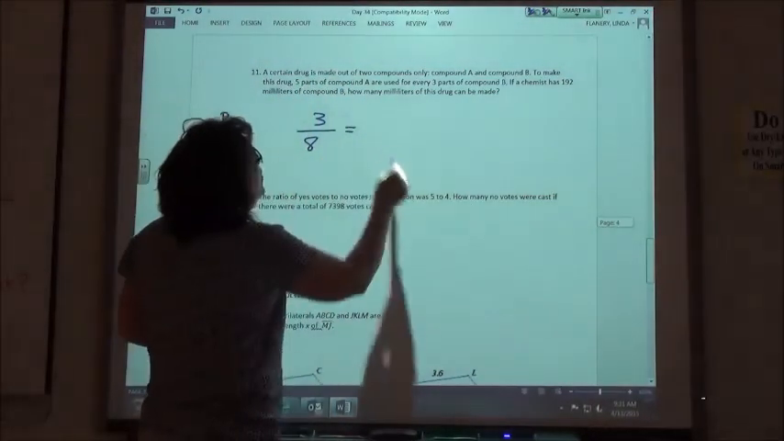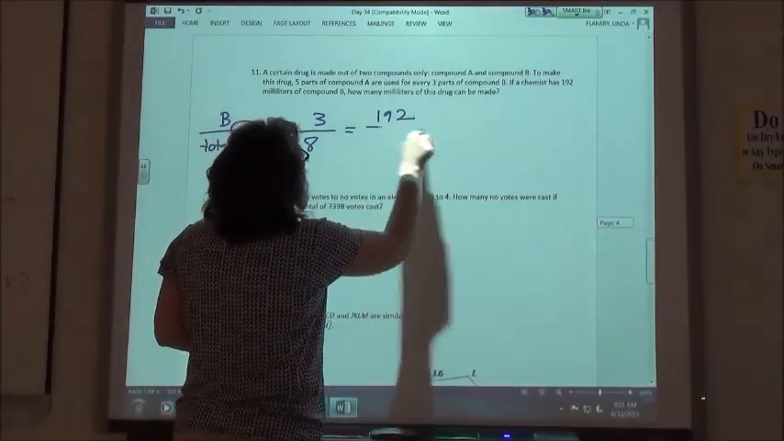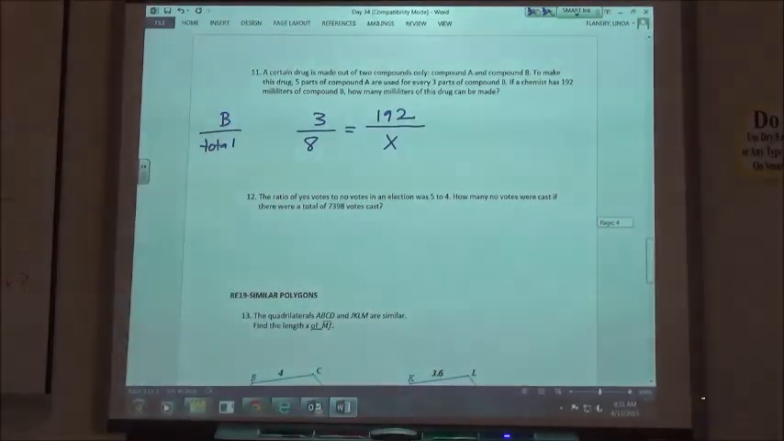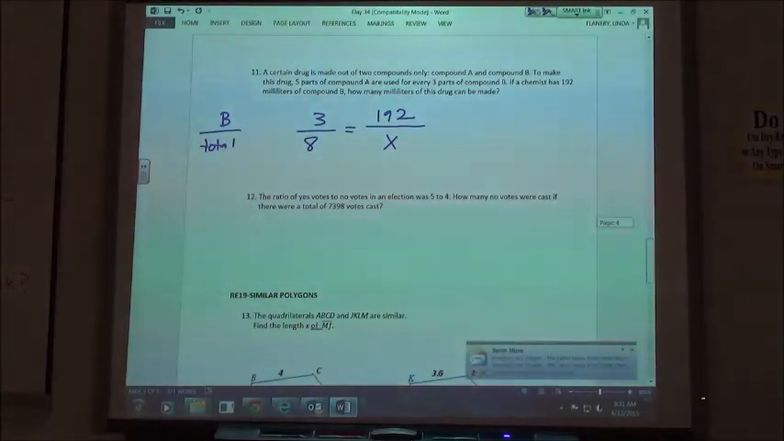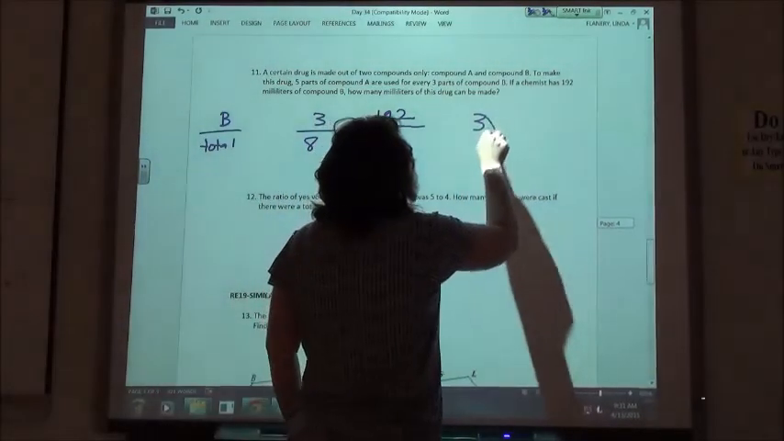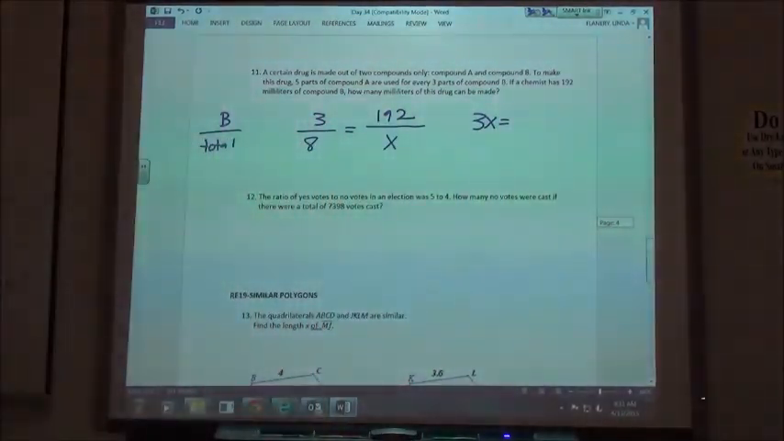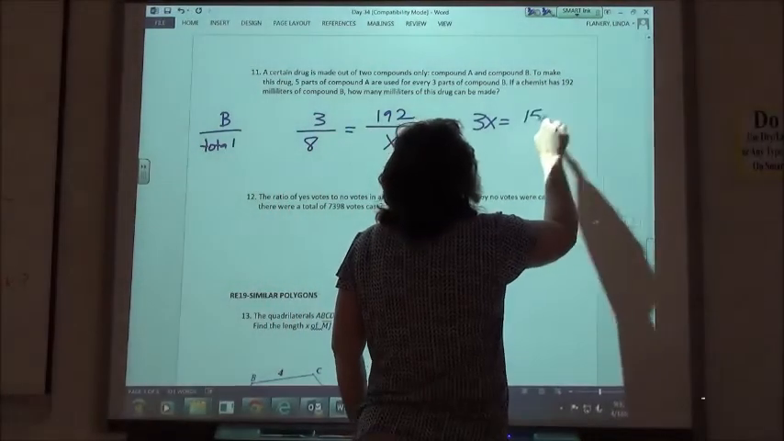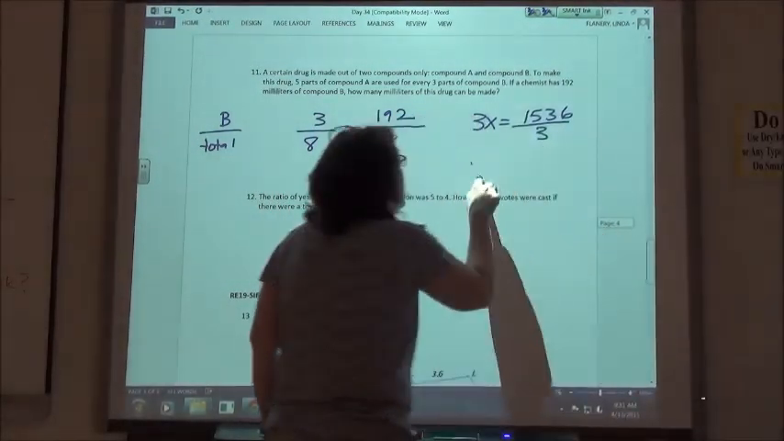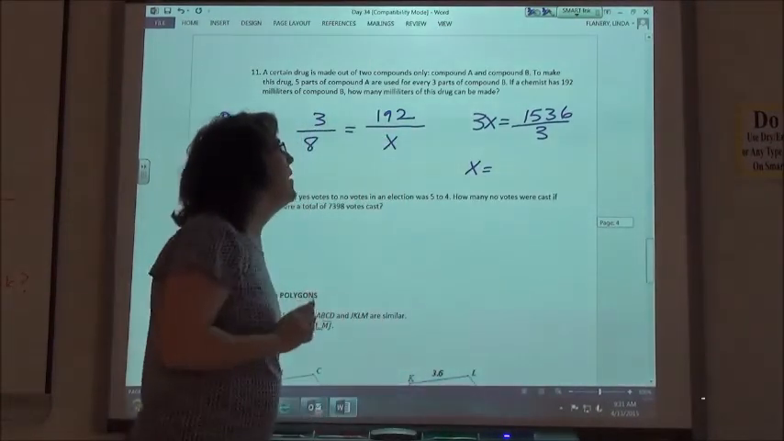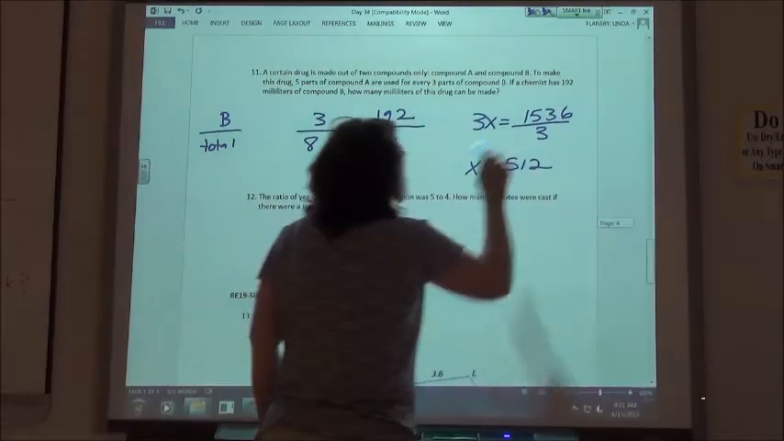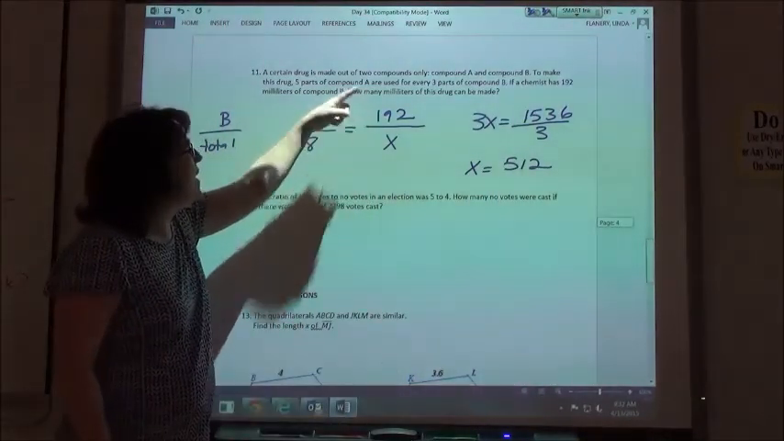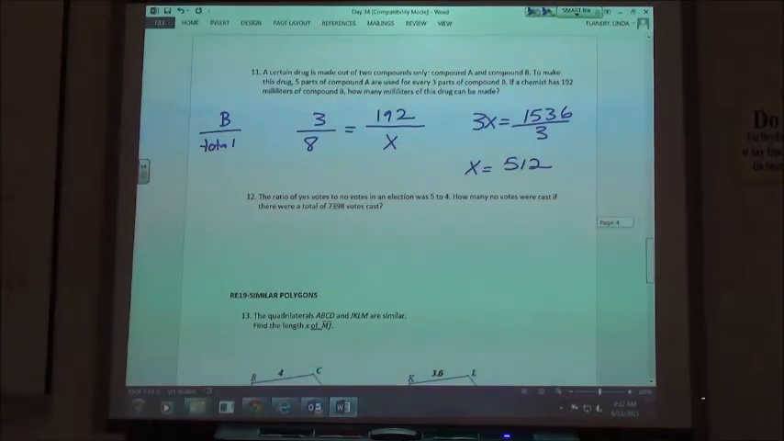And so we have 192 of B, and we want to know the total number of milliliters of the drug. And so 3x would equal 8 times 192, which would give me 1536. And if we divide that by 3, we get 512. So if we have 192 of B, then we have 512 total milliliters of our drug.